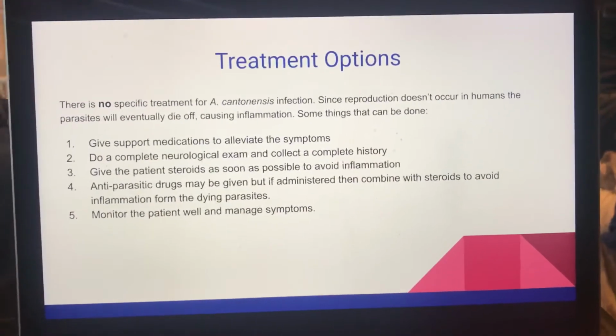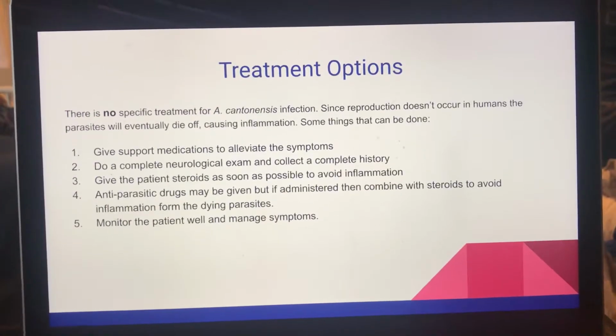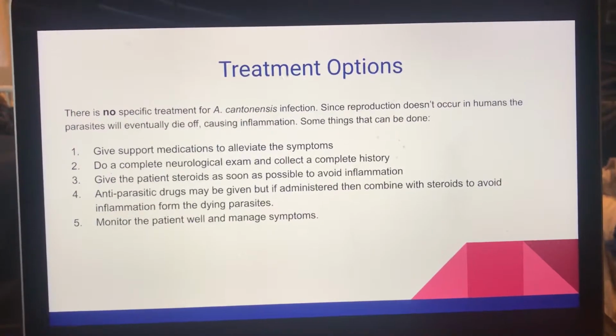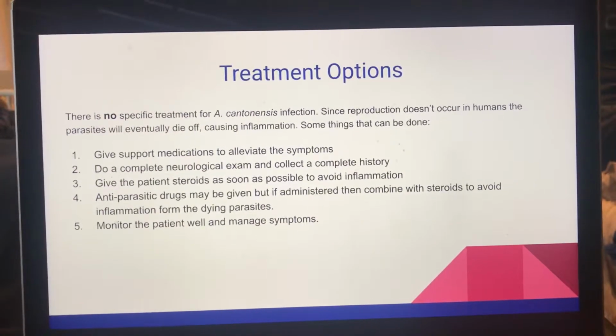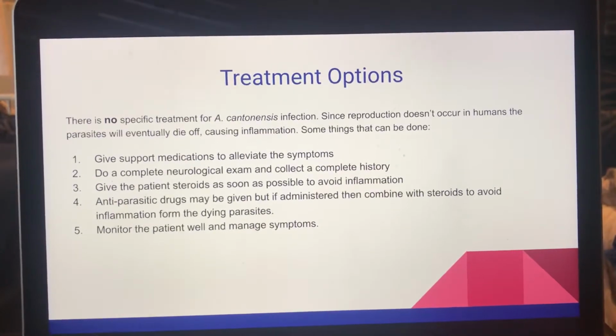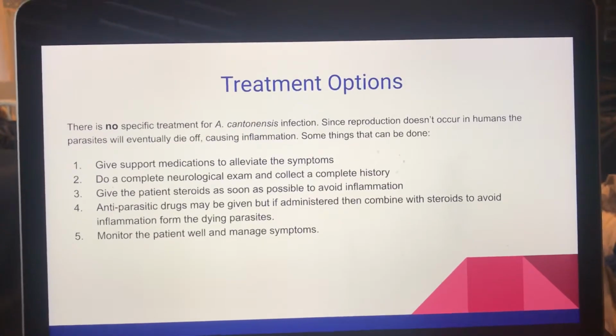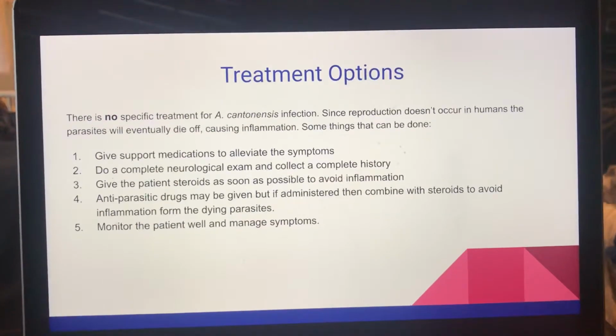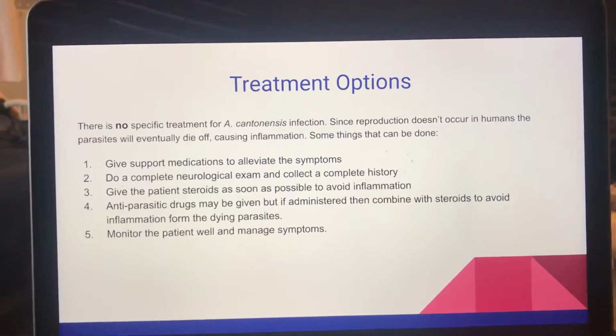So the only thing that you really can do for someone who has that is to give them support medications that can alleviate the symptoms, and do a complete neurological exam, spinal fluid tap, and collect a complete medical history, about maybe the last month or so, trying to keep track of what they ate, where they were, what they were doing, just trying to narrow down how to help them best.